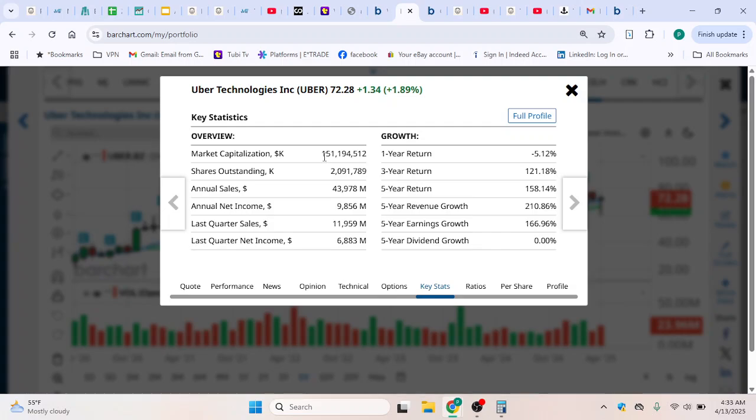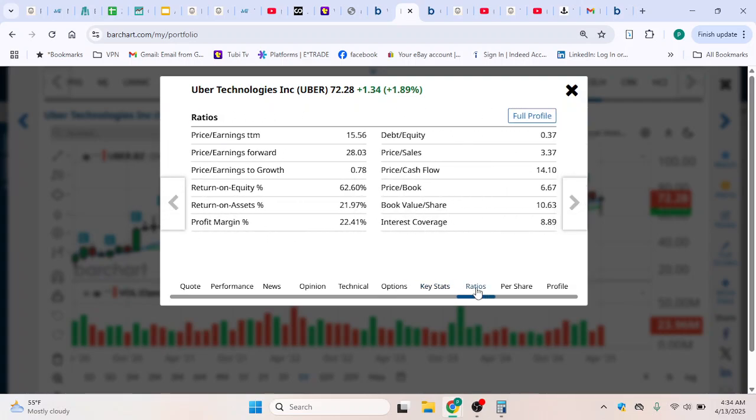Now this is going to have a little bit different market cap versus Cardinal Health. This is going to have 151 billion market cap versus 43 billion in sales. Okay, but that's still very respectable. Annual net income 9 billion. Last quarter sales 11 billion. And again, last quarter net income 6.8 billion. So last quarter they had a very good net income versus their previous annual income. That's like 2/3 of their annual income came last quarter. So I really like that.